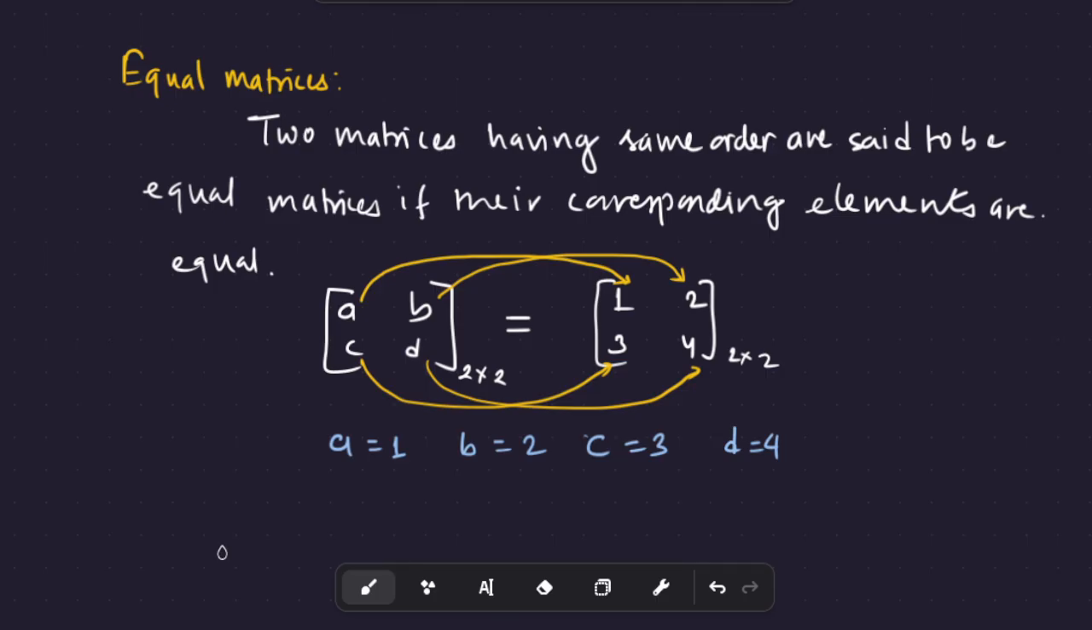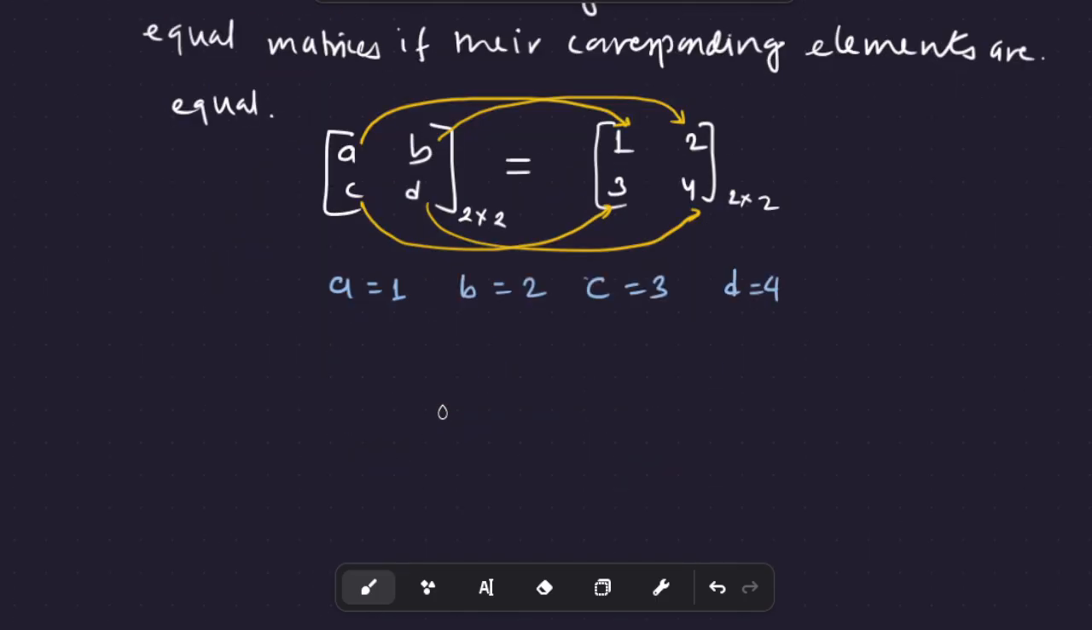Or you can say the matrix which is equal to 1, 2, 3, 4 will be 1, 2, 3, 4. These two matrices only will be equal.